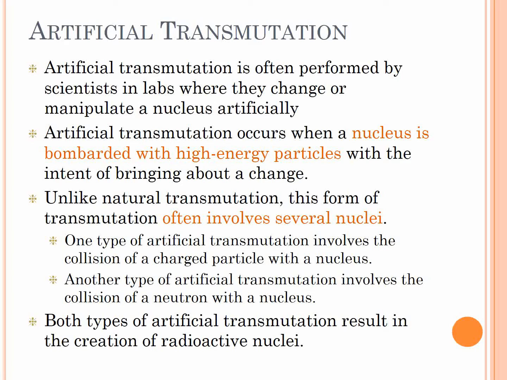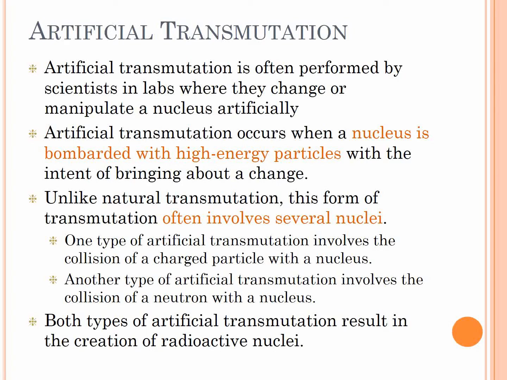Artificial transmutation is often performed by a scientist in labs, where they change or manipulate the nucleus artificially. It's not doing it on its own, it's artificial, we are doing it to the nucleus. This occurs when a nucleus is bombarded with high energy particles with the intent of bringing about a change. A particle accelerator is used, and subatomic particles are shot right at the nucleus of an atom. Unlike natural transmutation, this form of transmutation often involves several nuclei instead of a single one.